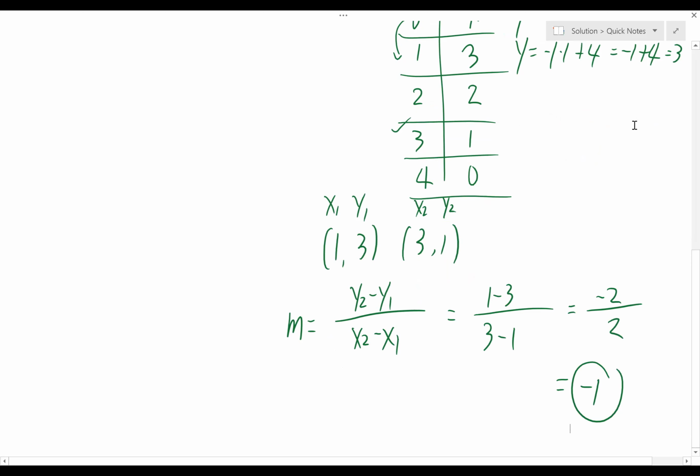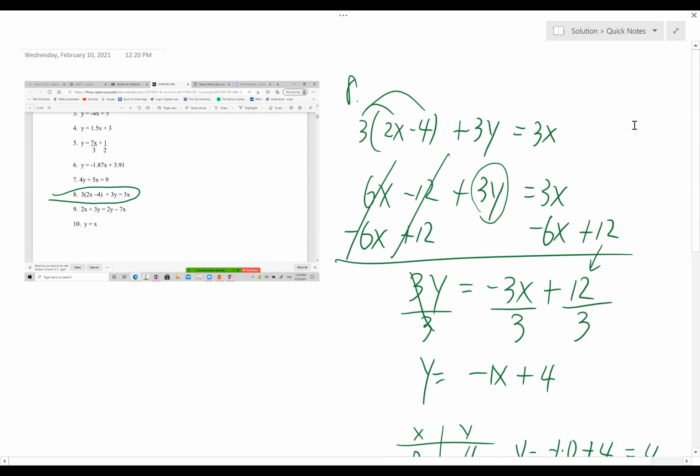If you go back, it should match your slope here. And that's how we verify the slope using any two given ordered pairs. Take a look at this. Do you guys want me to go over any other even questions in section 1.4?